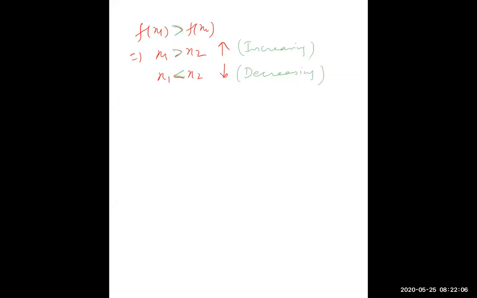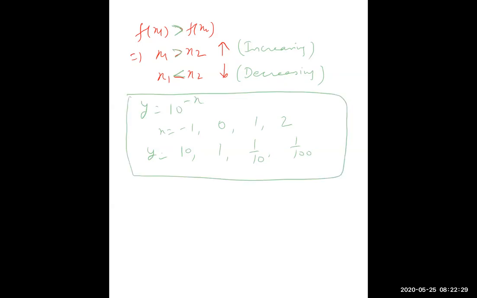What is the meaning of a decreasing function? As value of x increases, value of the function decreases, like 10 raised to power minus x. You increase the value of x: x is minus 1, 0, 1, 2. See, x is increasing. Y values: 10, 1, 1 upon 10, 1 upon 100. As x increases, y decreases. So it is a decreasing function.